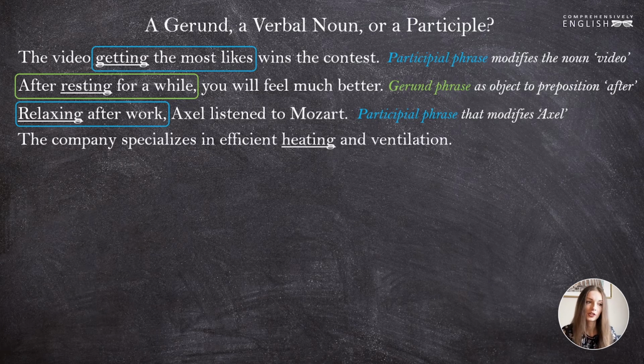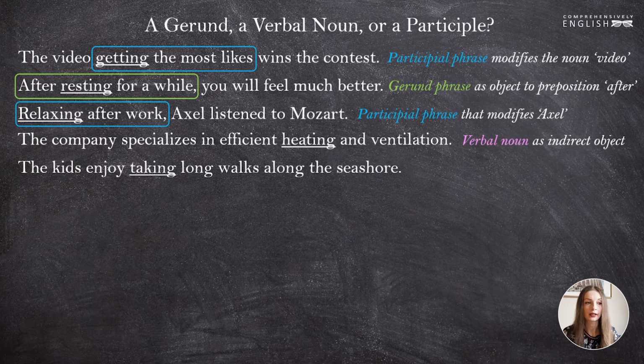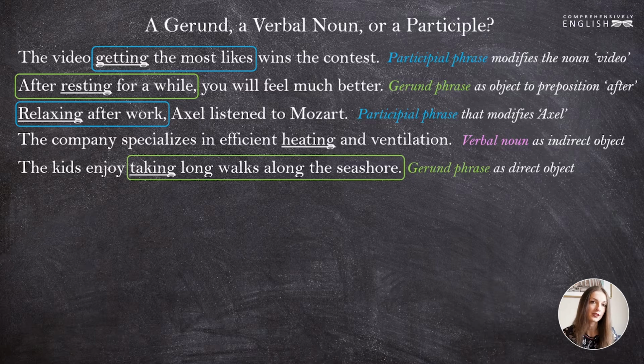The company specializes in efficient heating and ventilation. What is heating? Heating is a verbal noun. It is modified by the adjective efficient. The company specializes in what? In efficient heating. The kids enjoy taking long walks along the seashore. Taking long walks along the seashore is a gerund phrase that functions as a direct object. And taking is the gerund.